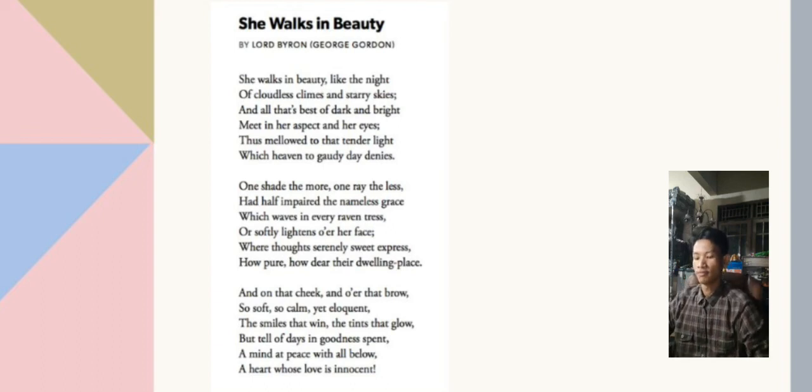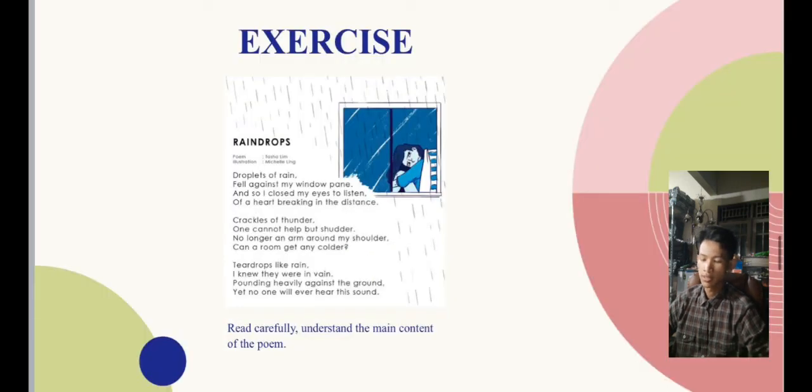Okay, for the next, I will give you all the exercise. There is a poem. The title is Raindrops by Tasha Lim. So you all just read carefully and understand the main content of the poem. What is the meaning of the poem stanza by stanza, and then next week we will discuss about it.